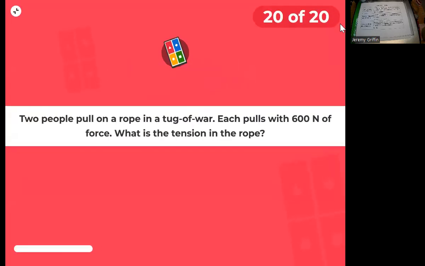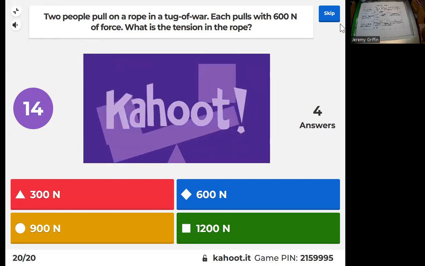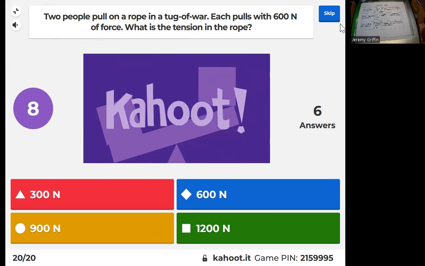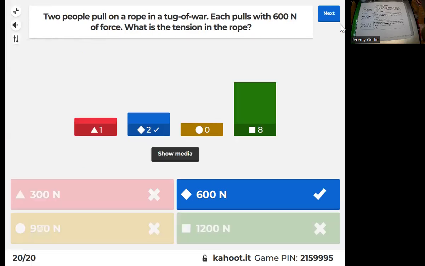Last question. 2 people pull on a rope, tug of war. Each person pulls with 600 newtons of force. What is the tension in the rope? Everybody's pulling with 600 newtons of force. What's the tension in the rope? 600 newtons. There you go.